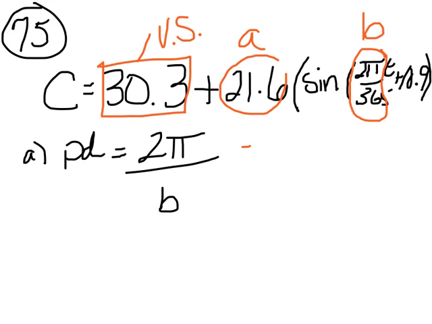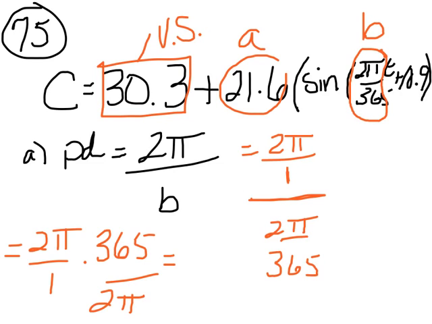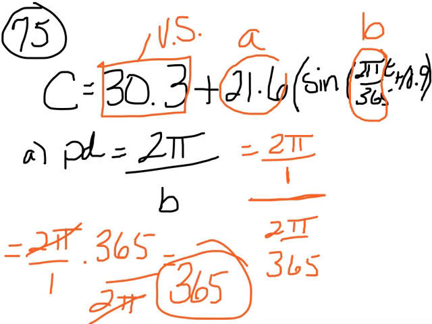So if I want to find the period, it's 2 pi divided by B, and I'm going to put 2 pi over 1 just so I'm setting it up where it'll be easier to simplify. And then I'm going to divide it by B, which is 2 pi over 365. What's your period going to be? 365. Well, that makes sense because a whole cycle of a year is 365. We probably could have thought that one through, but it's kind of nice to see that the formula does work out for that.